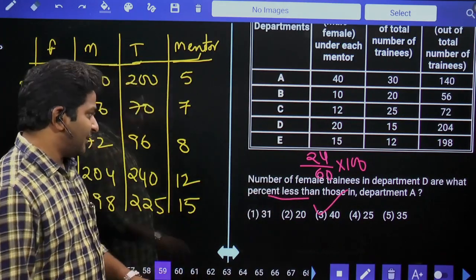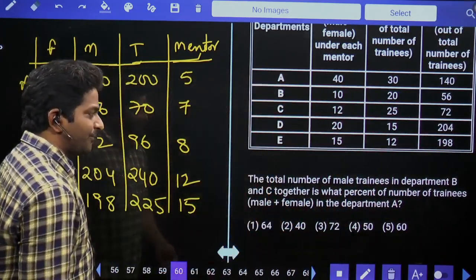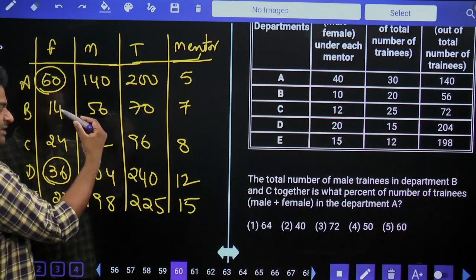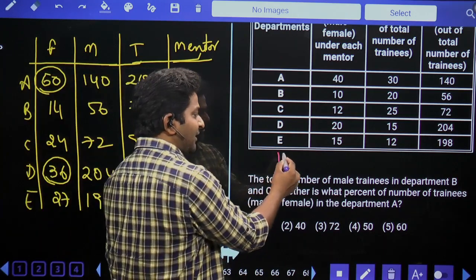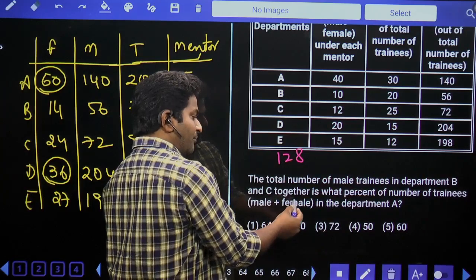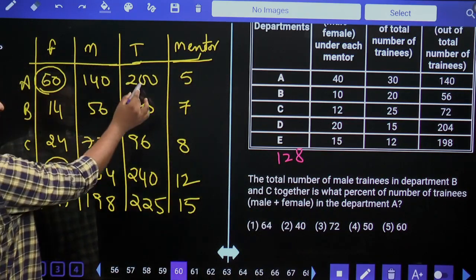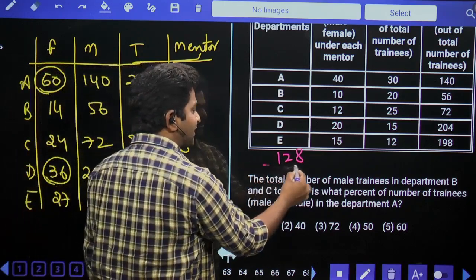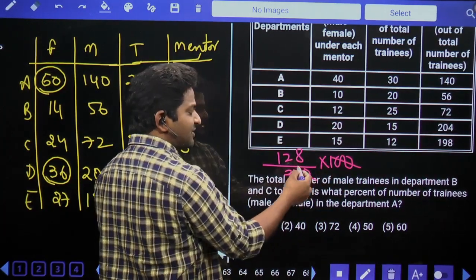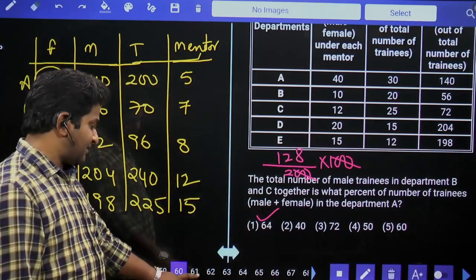40% less. Next: total number of male trainees in departments B and C together. B and C together, male trainees 56 plus 72, that is 128, is what percent of the number of male and female trainees in department A? That is 200. So with respect to 200, 128 is what percentage? 2 zeros get cancelled. 128 by 2, 64. First option is our final answer.